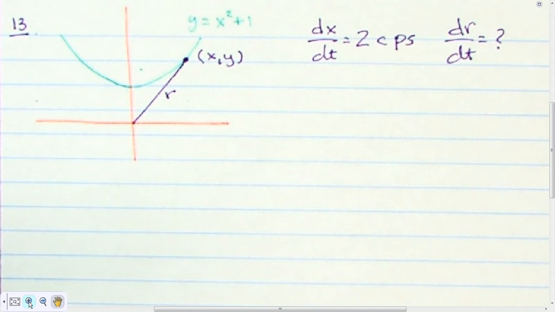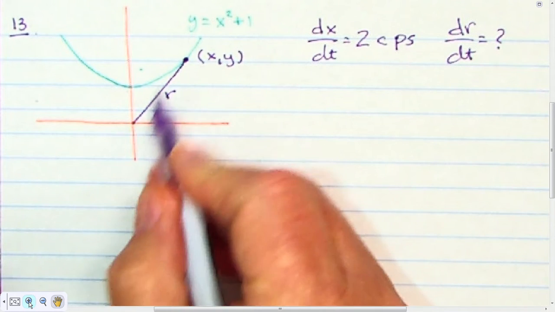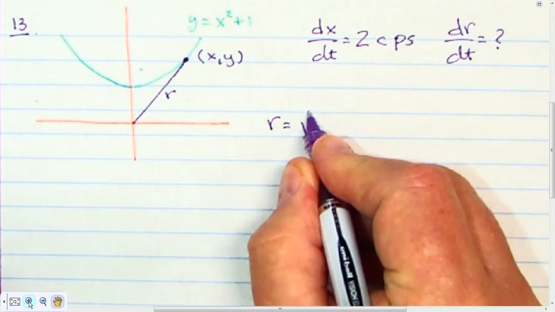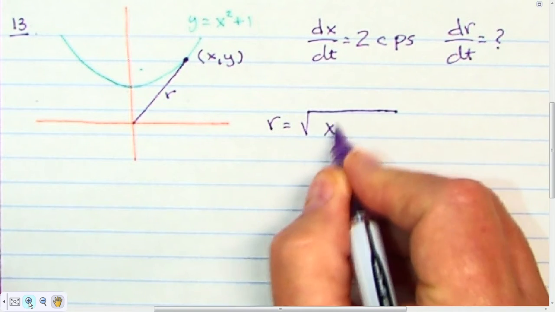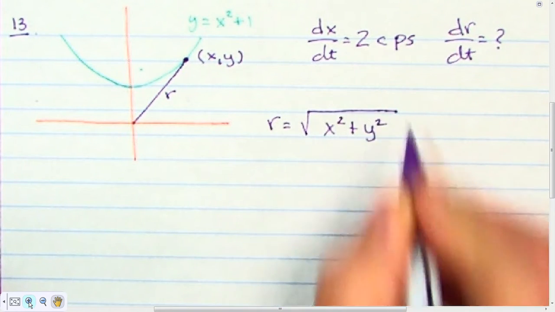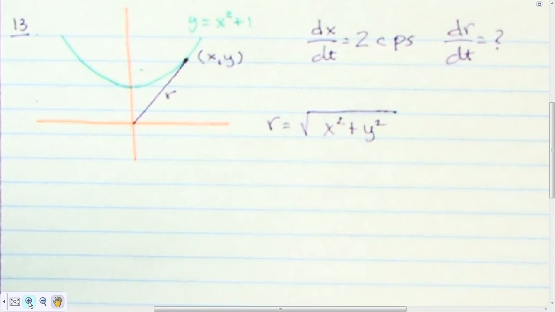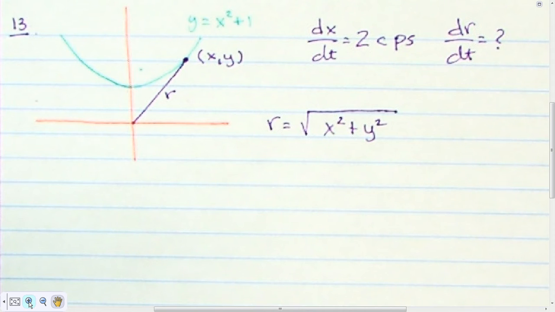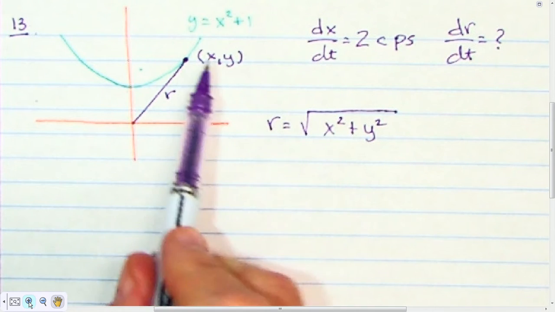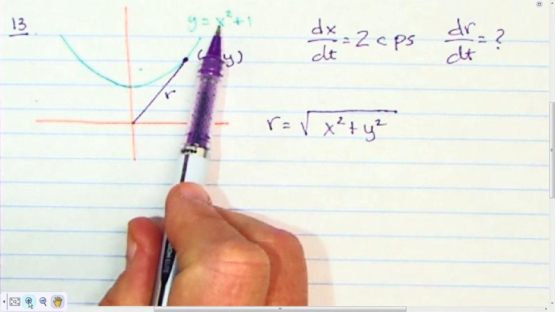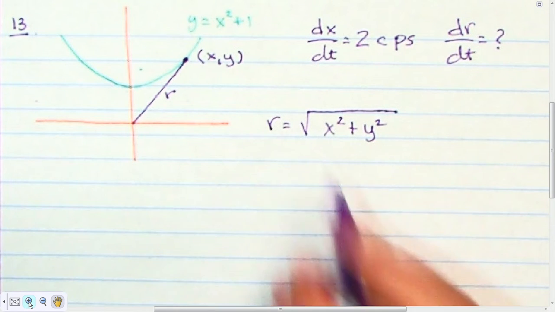Well, we know that distance r, we could figure it out just using the distance formula. That's the square root of x squared plus y squared. The only problem is I have an x and a y in there. I don't know anything about the y coordinate except that y is equal to x squared plus 1. So let's substitute x squared plus 1 in for the y.